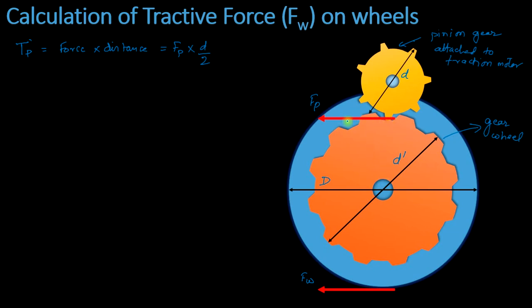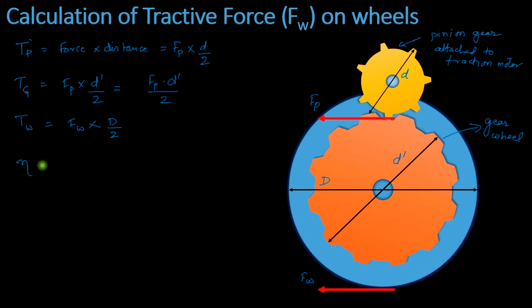As this Fp is acting tangential to the pinion wheel and the gear wheel, this Fp will be acting also on the gear wheel. So the torque produced on the gear wheel will be Tg, equal to Fp times half of the diameter of the gear wheel, which is d dash by 2, which can be written as Fp times d dash divided by 2. Similarly, the torque available on the wheel would be Tw, equal to Fw, the force available on the wheel, times half of the diameter of the wheel, which means D divided by 2. This is the torque available on the wheel.